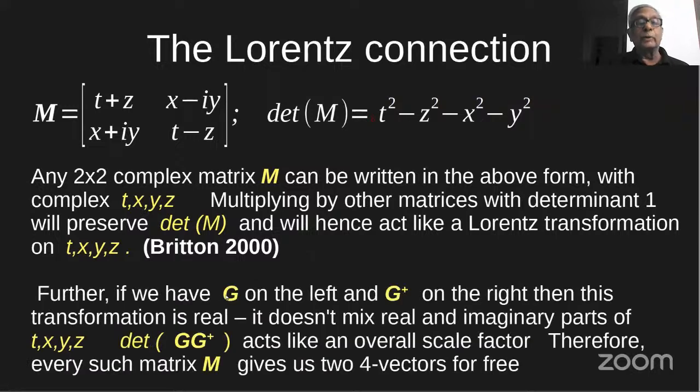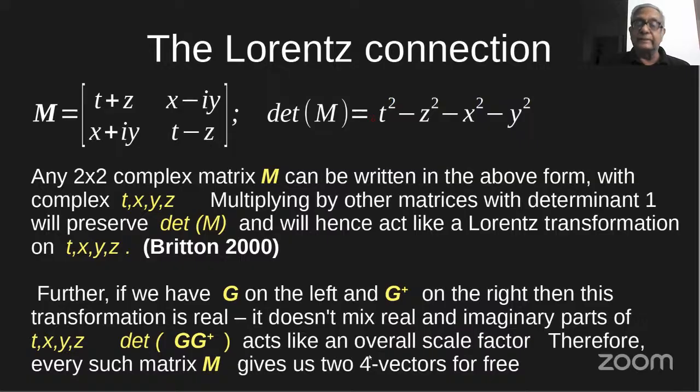So it's also important that if you multiply by a G on the left and a G dagger on the right, any matrix with determinant 1 would have done the job of doing a Lorentz transformation. But that would have been a Lorentz transformation on 4 complex numbers, mixing them up in some strange way. But if you do it this way, then the Lorentz transformation is a real Lorentz transformation. So it doesn't mix the real and imaginary parts of T, X, Y, Z, and you have this overall scale factor.